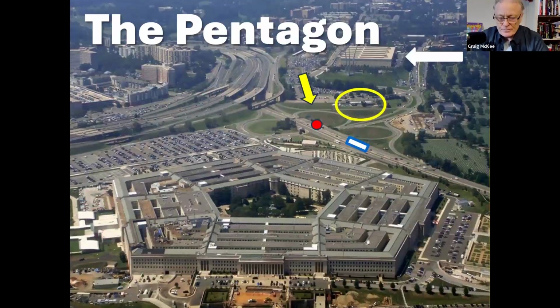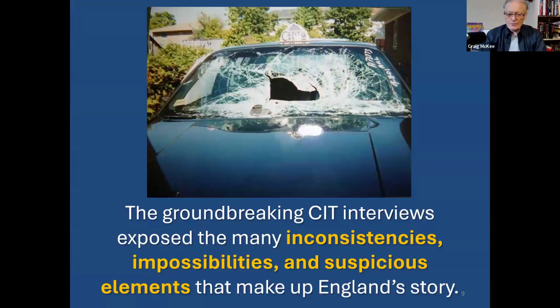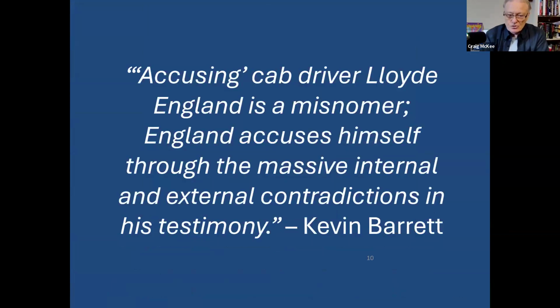Now, this is a view of the Pentagon. You can see the yellow circle is the Citgo gas station, to orient everybody, and the Naval Annex is the white arrow. The yellow arrow is approximately the official flight path. Don't hold me to the precise angle. And the red dot is approximately where the light poles are, which is where the Columbia Pike went underneath Route 27.